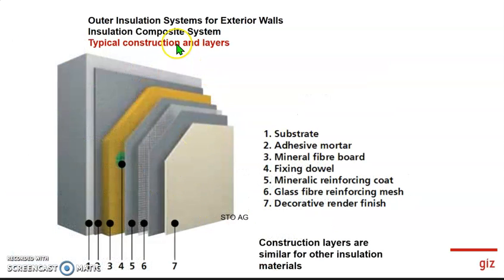So, outer insulation system for exterior walls. Here you have different layers to protect the wall and have a good insulation. Construction layers are similar for other insulation materials, so it depends. You have to look at the market, but of course these are commercial pictures there. So how to fix it on the wall?